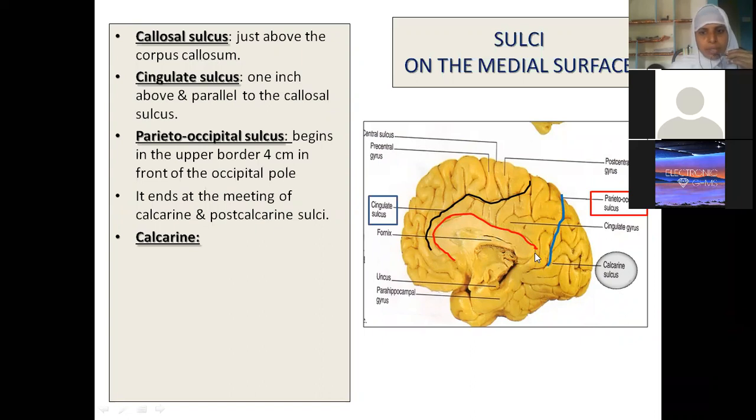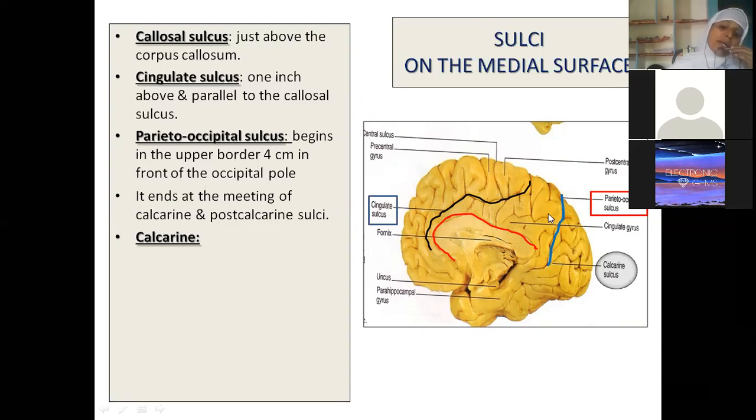Okay. So here you are finding this is the rostrum, genu, body, and splenium. Rostrum end is always anterior. That means this is frontal lobe, this is parietal lobe, this is occipital lobe, and this is temporal lobe. Okay. Now we are talking about the parieto-occipital sulcus. That means this blue line, whatever we are seeing here, is the parieto-occipital sulcus.